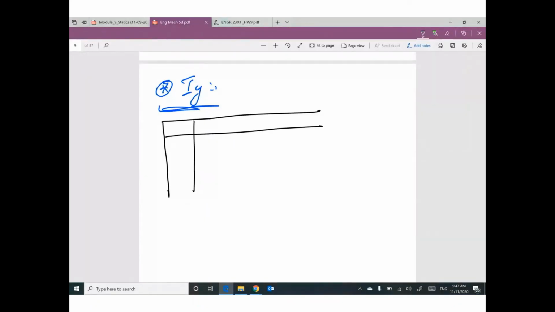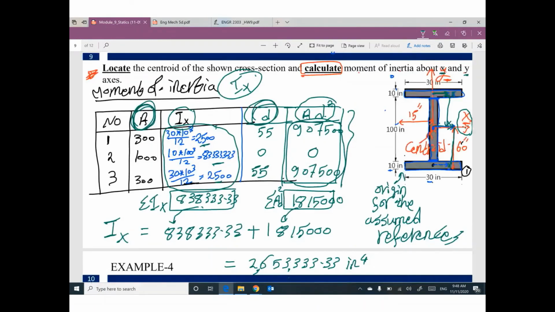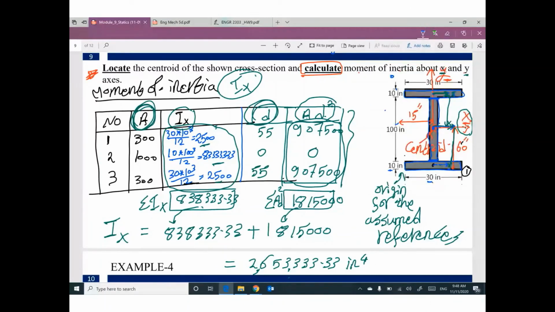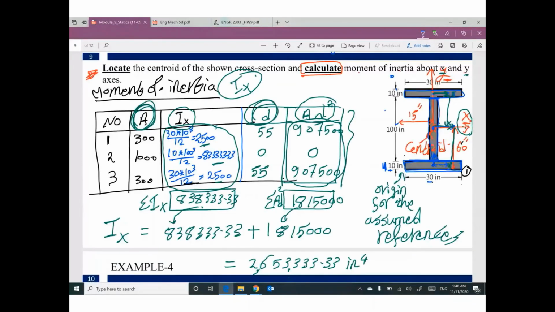The same number of parts. We have 1, 2, 3. What is the area of each part? Do you remember that? 300, 1000, 300. What is the value of Iy? Okay, I will assume we have here the y-axis at this centroid for this part. So we have 10 times 30 cube over 12. What is the value?